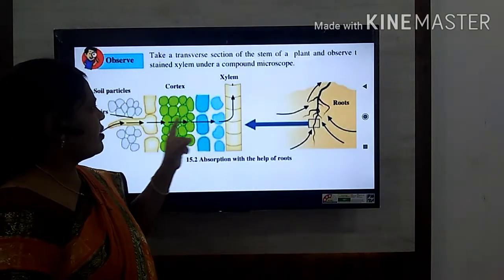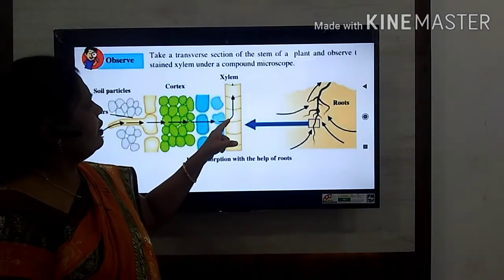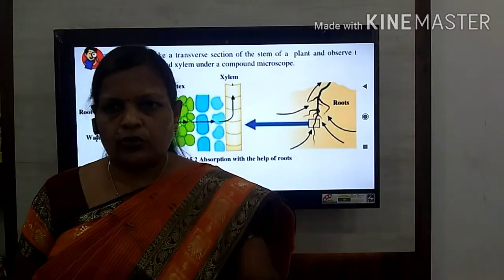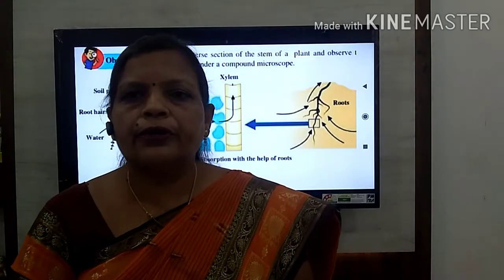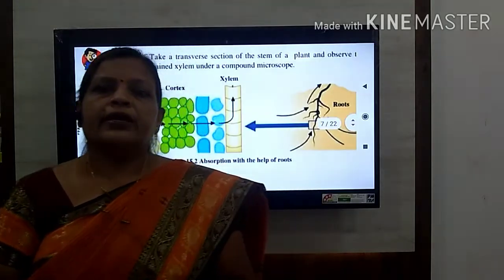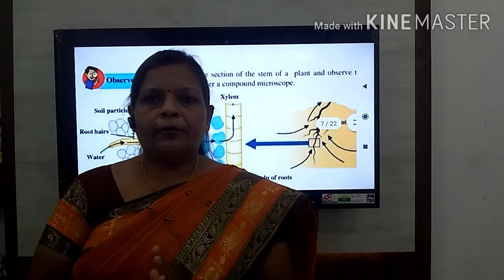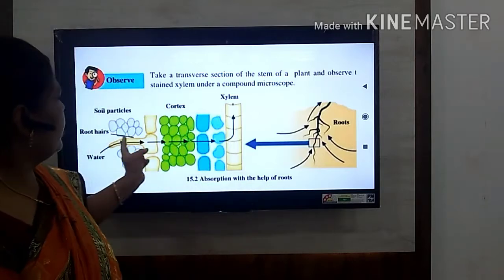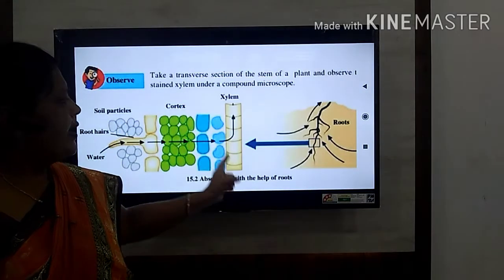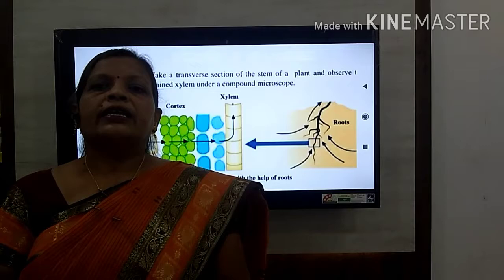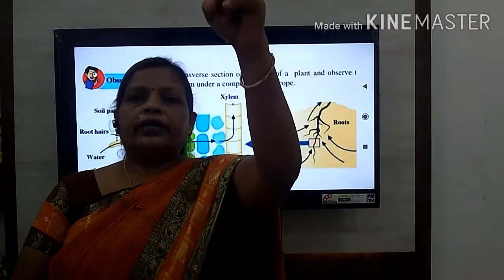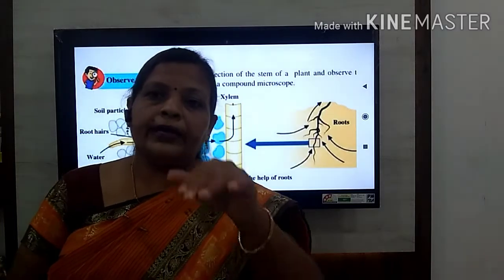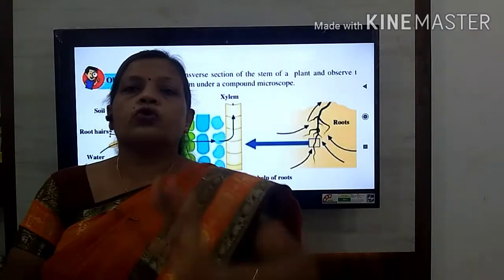So because of the root pressure, more and more water will enter up to the xylem, which is the centrally placed tissue. Xylem and phloem are the most important tissues in plants. Xylem is the water conducting tissue and phloem is the food conducting tissue. We have to discuss phloem later on. So more and more water will enter the xylem, and these xylem tissues are in the form of a long pipe, and it extends from the root up to the shoot of the plant.